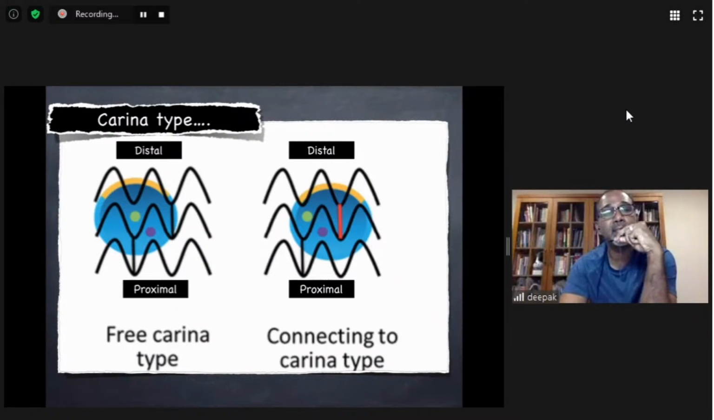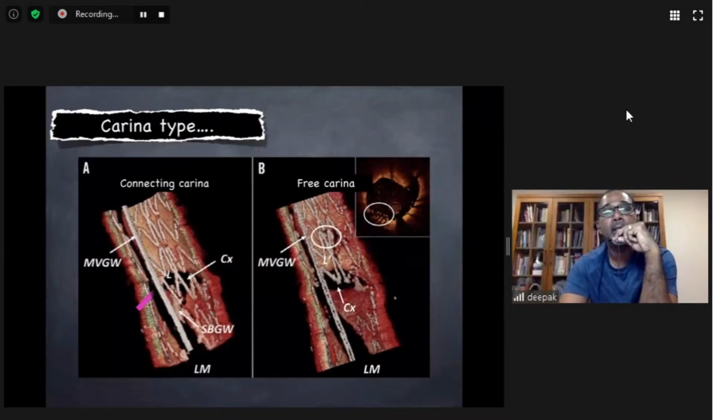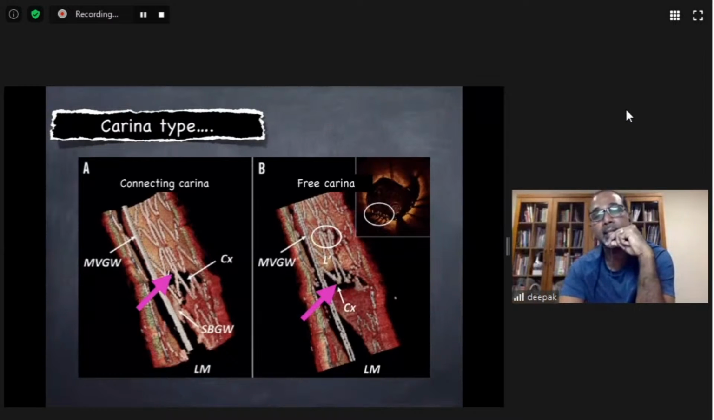Now in the first image, the distal portion shows that there is no link at the carina. And in the second image, you could see that there is a link at the carina. Now here again in these images, the first image shows us that there is a link at the carina, and the second image shows us that it's a free carina. There is no link at the carina, which means that in the second image, following kissing balloon dilatation, you could get a better stent apposition compared to the first image.